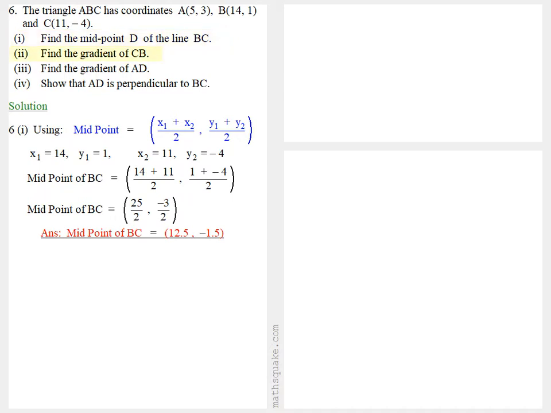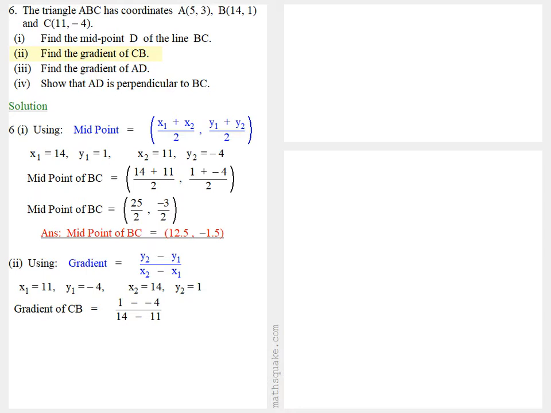In part 2, we have to find the gradient of CB. Well, using the gradient formula, we have x1 is equal to 11, y1 is equal to minus 4, x2 is equal to 14, and y2 is equal to 1. So the gradient is 1 take away minus 4 over 14 take away 11, and that gives us the gradient of CB is 5 over 3.